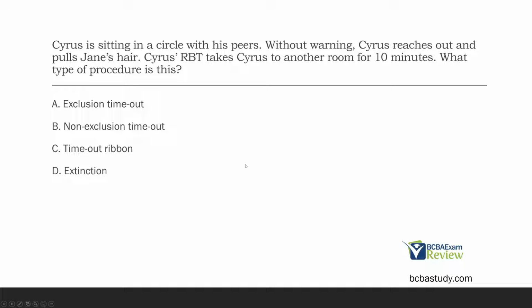A non-exclusion timeout is the same idea, except you're not excluded from the environment. You're just taken out of the activity or whatever you were engaged in when the maladaptive behavior happened. And then timeout ribbon is the actual use of some sort of marker, some sort of ribbon, to signal someone is in timeout for a certain period of time. In this case, however, Cyrus was taken out of the room. He was excluded. He was put in timeout. So what type of procedure did the RBT use? They used A, exclusion timeout.